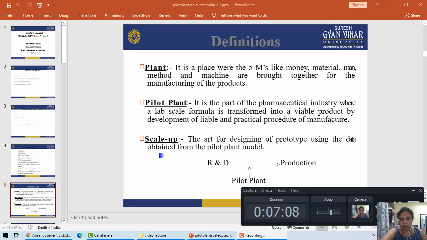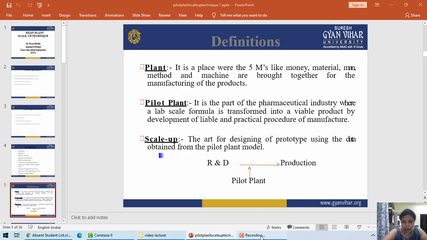Now next one is the pilot plant. It is the part of the pharmaceutical industry where the lab scale formula is transformed into a viable product by development of viable and practical procedures of manufacture. As we have discussed also, this pilot plant is the process which is in between the R&D and the manufacturing.